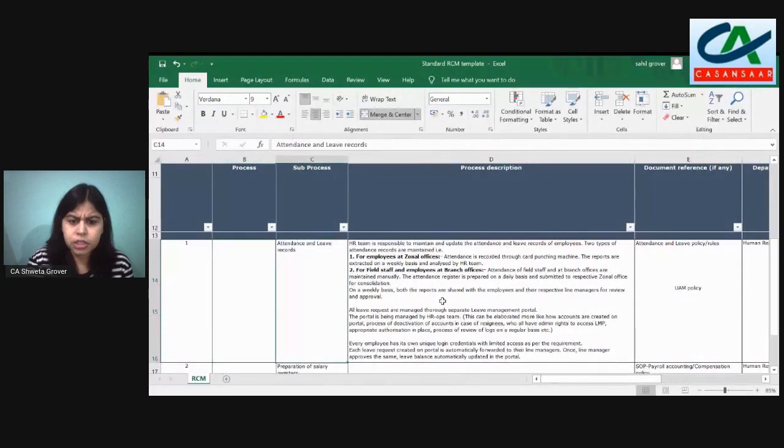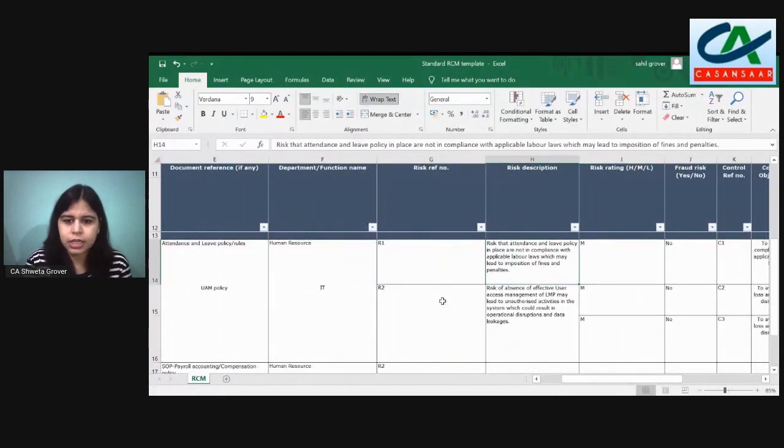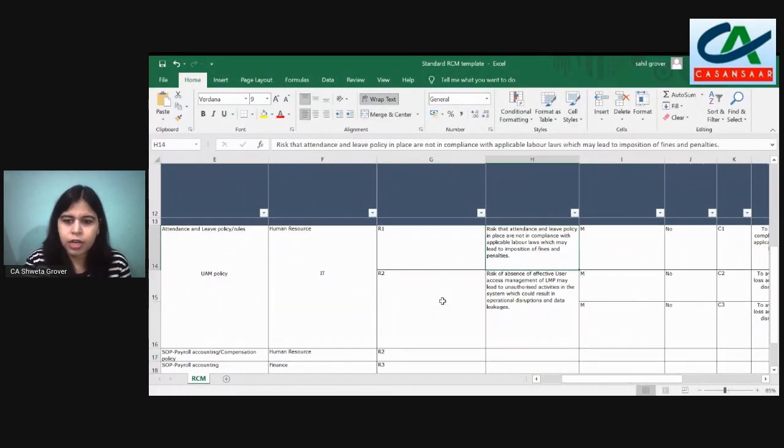So this is the first risk I have discussed. Let's discuss the second risk. As I said earlier, there could be more than one control for a particular risk. That is why I have taken this example. For this particular risk, we have two controls in place. I'll discuss the risk in here.